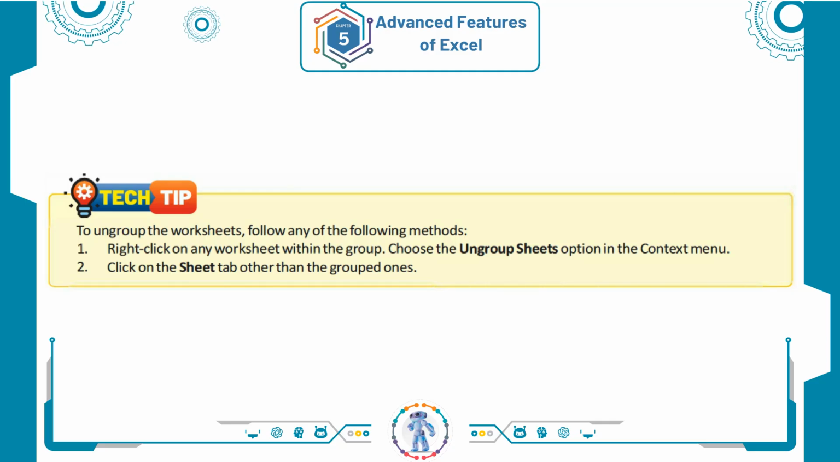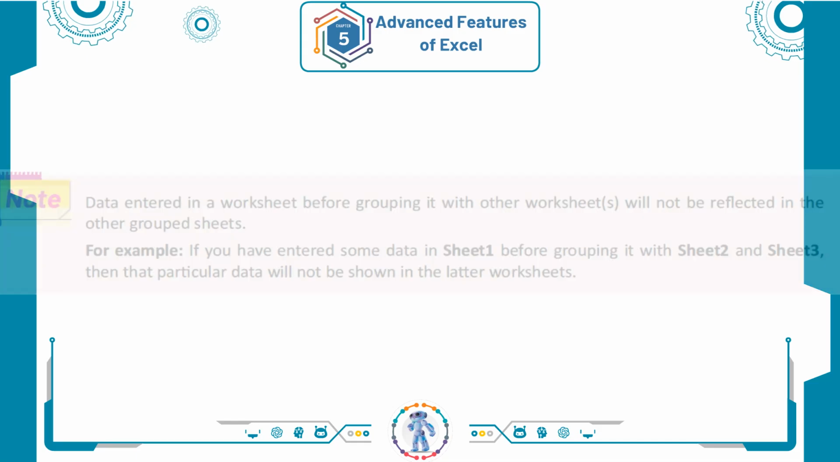Tech tip. To ungroup the worksheets, follow any of the following methods. 1. Right-click on any worksheet within the group. Choose the Ungroup Sheets option in the context menu. 2. Click on a Sheet tab other than the grouped ones.